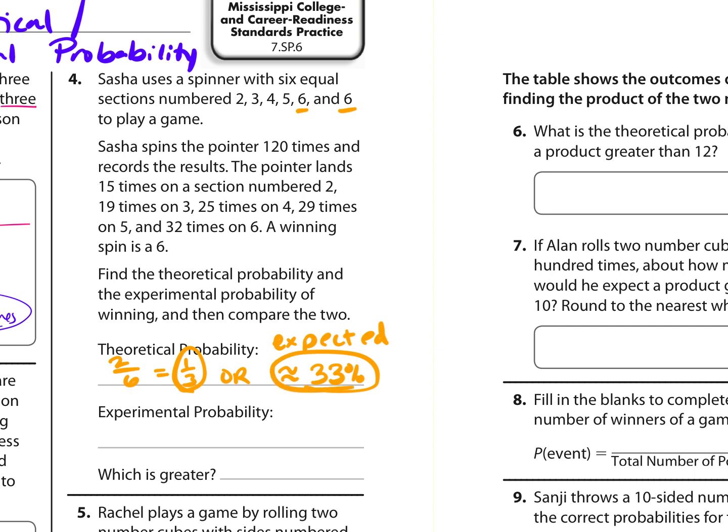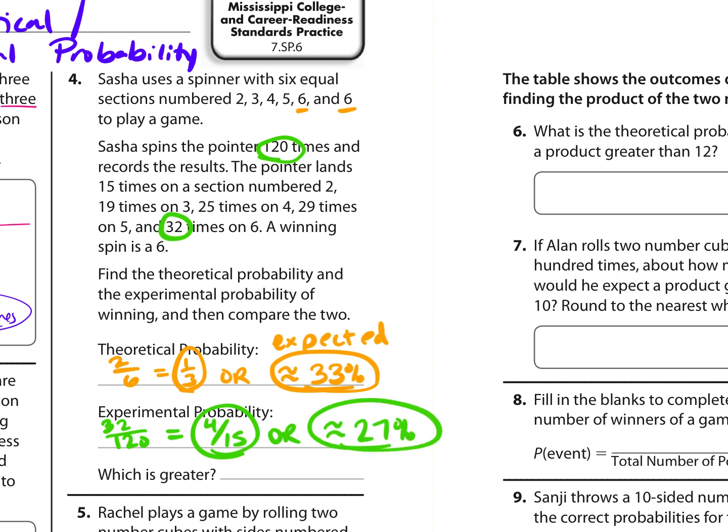Then the experimental probability is taking how many times it lands on a 6, 32 times, out of the 120 times that the experiment is run. And that reduces to 4 out of 15, or we could compare it as a percent. It is about 27%. And this is actually based on results. This is based on the experiment. So which one's greater? The theoretical probability is greater. It was a 33% chance as opposed to a 27% chance.